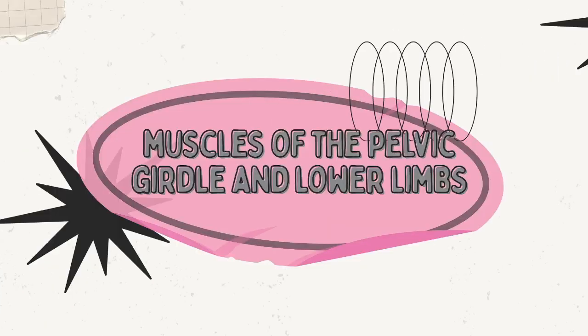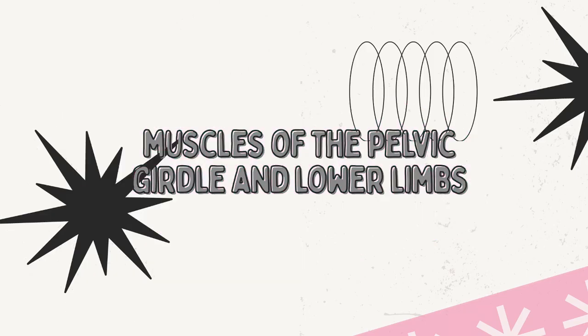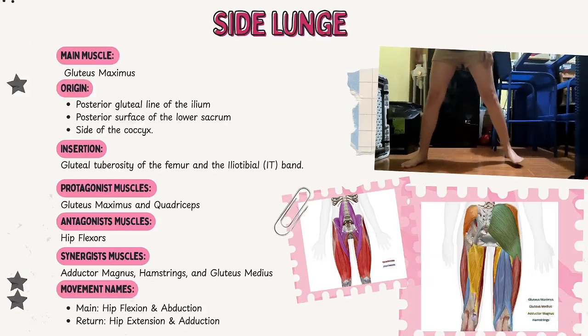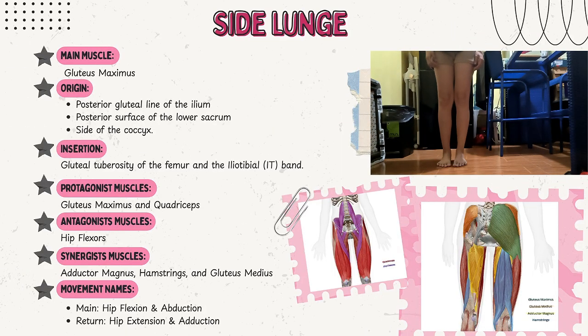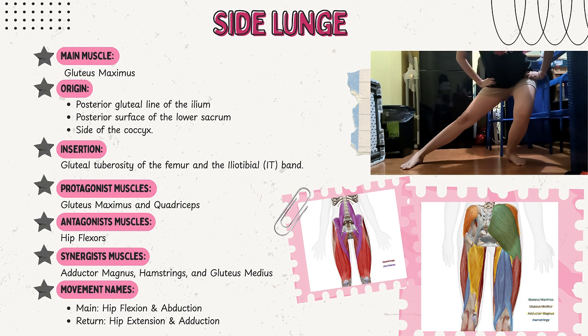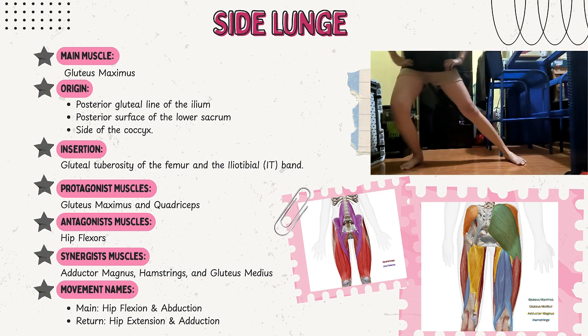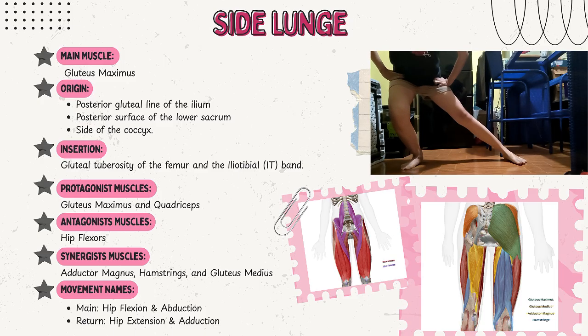Lastly, we will tackle the muscles of the pelvic girdle and the lower limbs. For the first exercise, we will start with a side lunge, wherein we will start by standing with your feet shoulder width apart and your hands in front of you or on your hips. Then while keeping one foot planted on the ground, incline toward the opposite direction, bending your knee and lowering your body down into a lunge position.